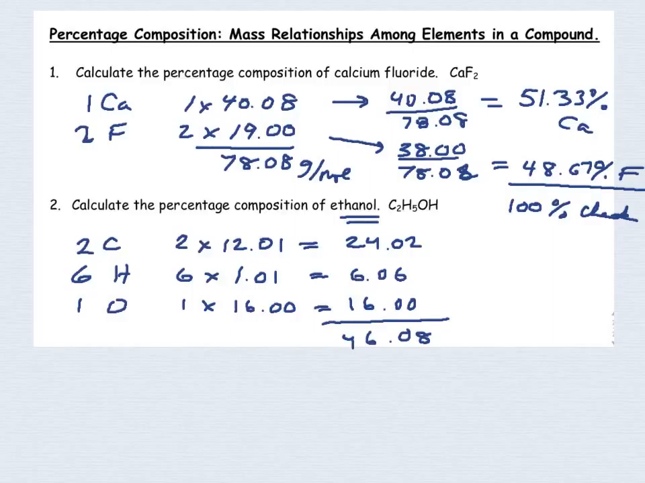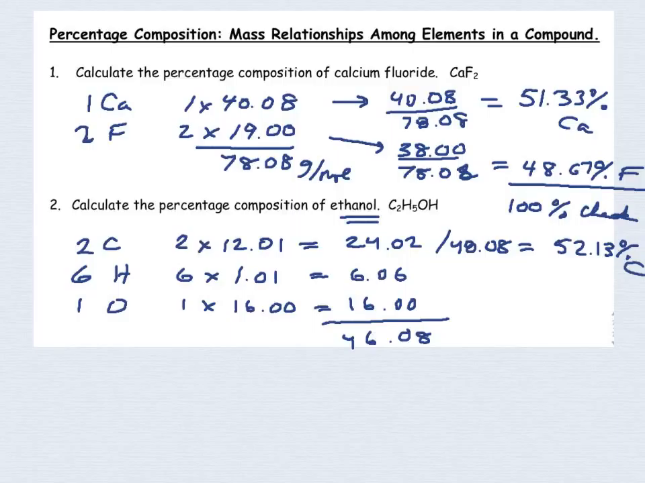Now to do the individual components, take your individual masses and divide them by the total. So we'll start with the carbon. We'll do 24.02 divided by your 46.08. Now you can do that out longhand, or you can just skip. Maybe write it like so. Calculator answer is going to be 52.13%. That's the mass of carbon in the compound.